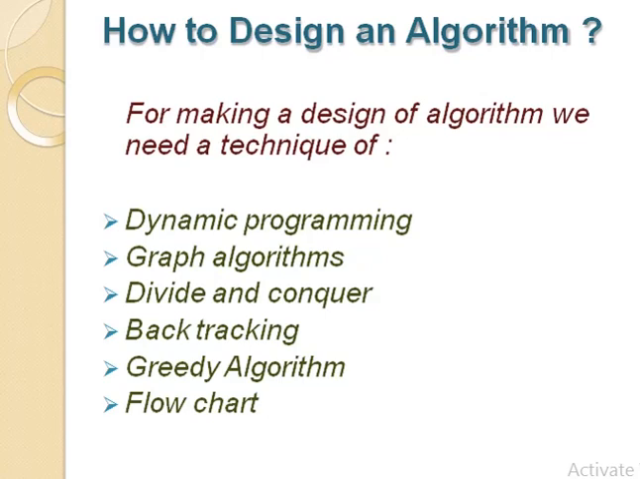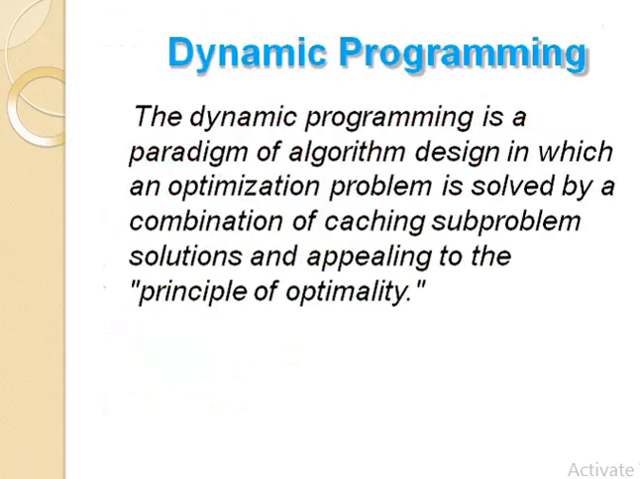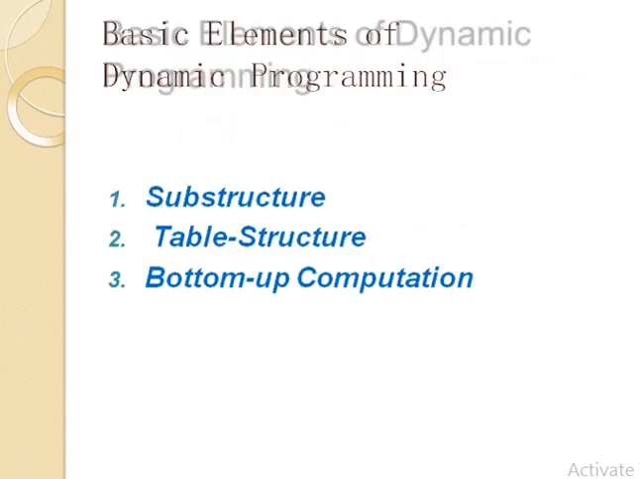That I am going to explain it after this. First is dynamic programming. Dynamic programming is a paradigm of algorithm design in which an optimization problem is solved by a combination of caching subproblem solutions and appealing to the principle of optimality. The basic elements of dynamic programming are substructure, or we can say tree structure, and bottom up approach or bottom up computation.